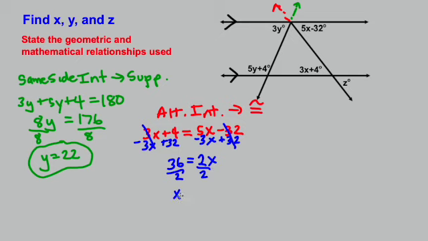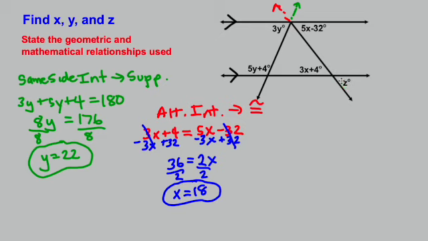I'm just going to say it on reverse sides here. So x is 18. So using my geometric relationship of alternate interior angles and the mathematical relationship of those angles being congruent, I was able to solve for x. All right, last but not least, I'm going to go after z here. Now there's a couple ways I could do this one if I wanted to. I do notice that 3x plus 4 and z, these two angles here, are vertical angles.